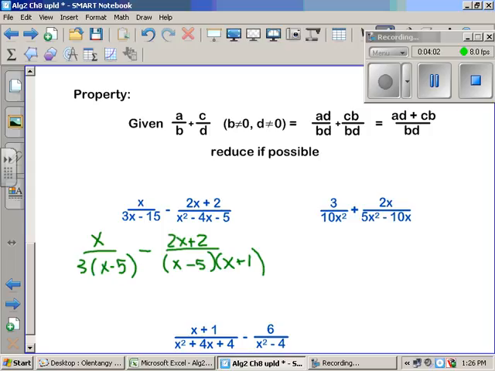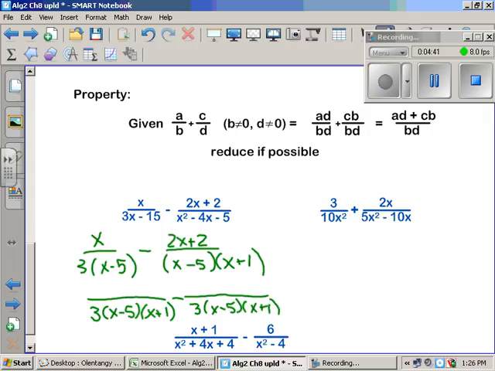Okay. So to get common denominators, I'm going to have an x minus 5, right? I'm also going to have a 3, and what's the last thing? X plus 1, right? So when I add these up, or subtract them, I guess, my common denominator is going to be 3 times x minus 5 times x plus 1. Okay, that's going to be my common denominator.